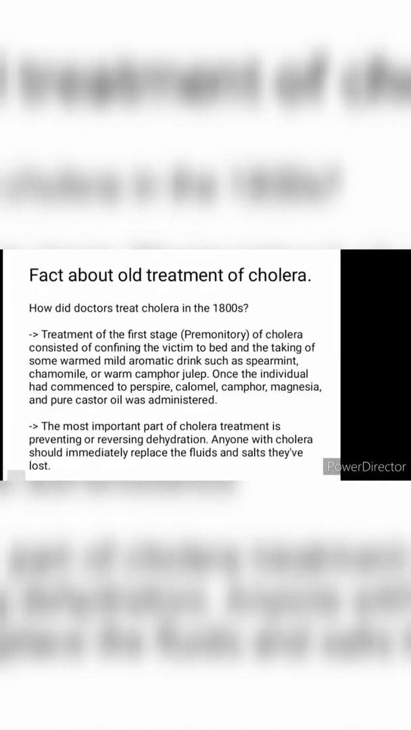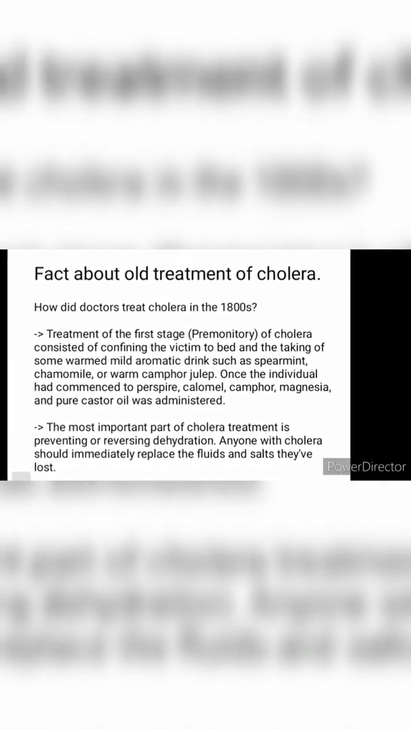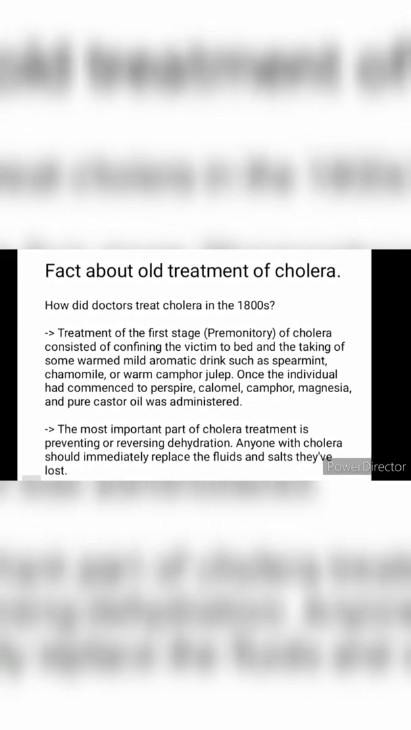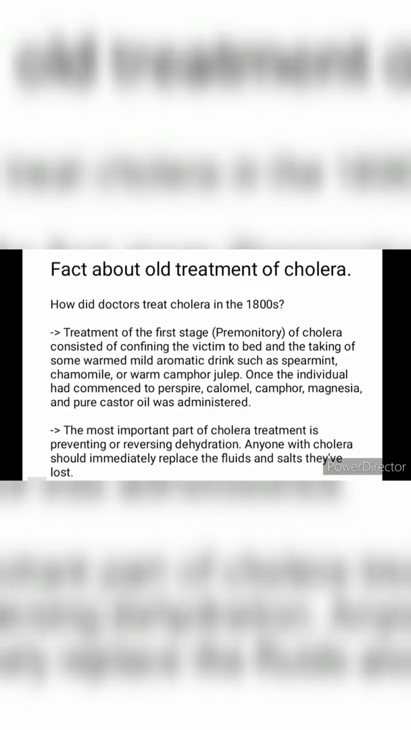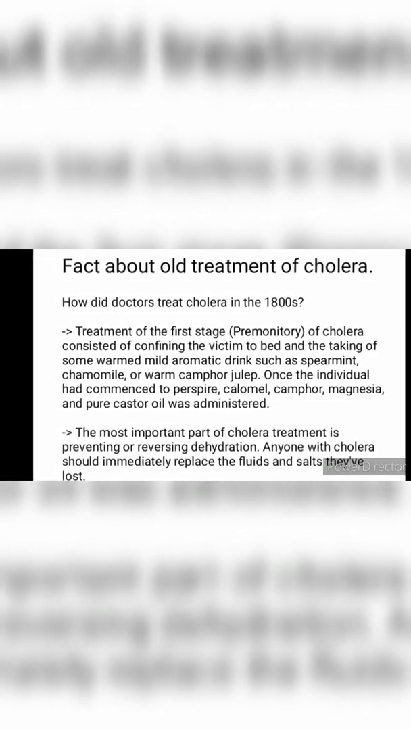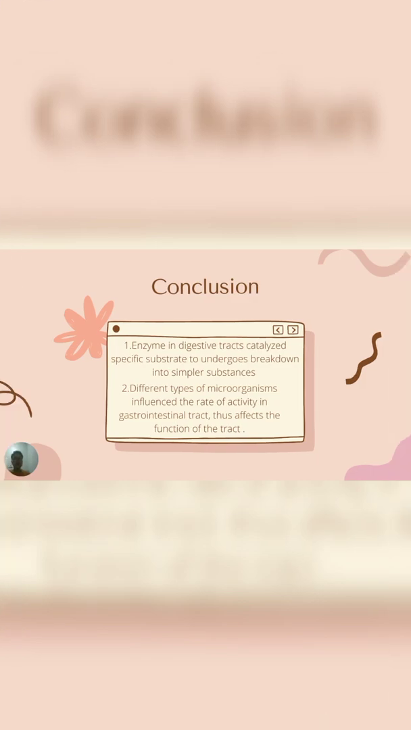Now, facts about early treatment of cholera. The doctor will confine the victim to bed and ask them to take warm and mild aromatic drinks. Secondly, the most important thing about cholera is to treat them to prevent dehydration, so they need to drink a lot of water to fight the disease. Enzymes in the digestive tract are catalyzed by specific substrates to break molecules down into simple substances. Next, the different types of microorganisms influence the rate of activity in the gastrointestinal tract, which will affect the function of the tract itself.